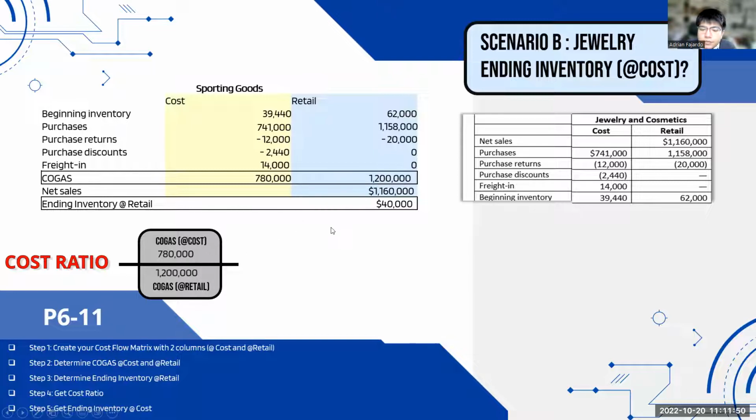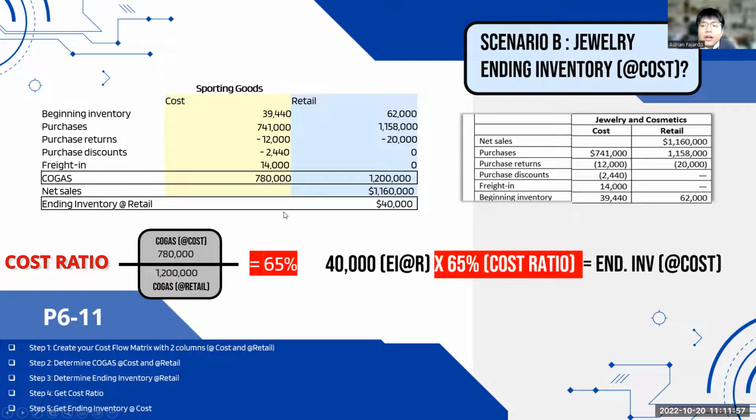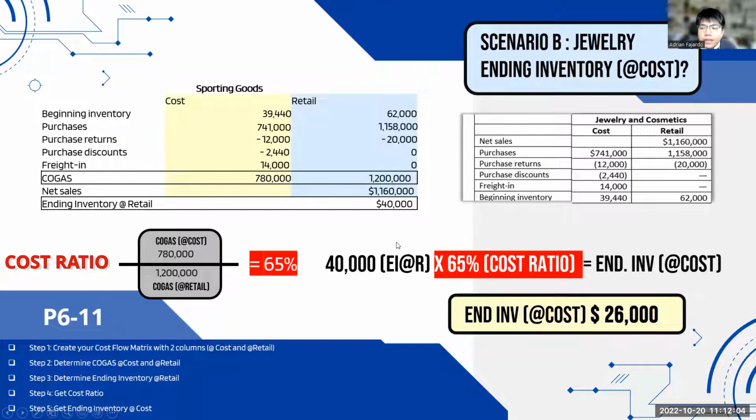Which will then give you a 65% cost ratio, so that you can get your ending inventory at cost of 40,000 ending inventory at retail times the 65% cost ratio, which will give your ending inventory at 26,000.